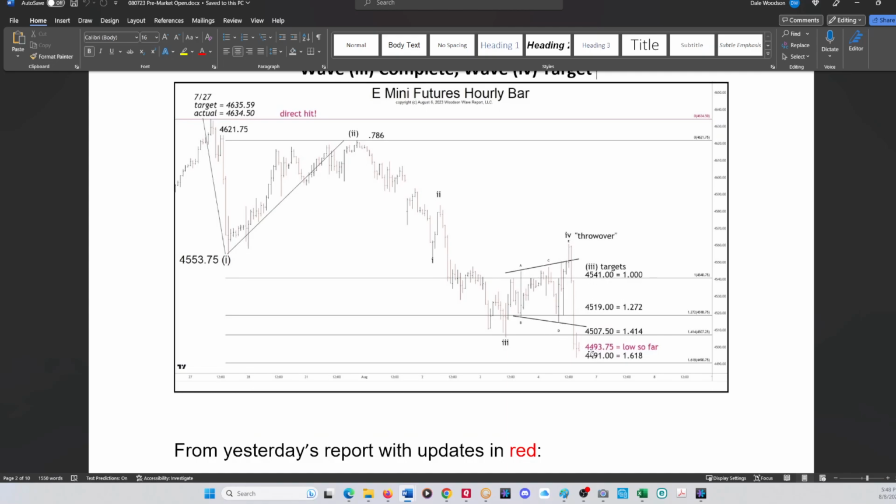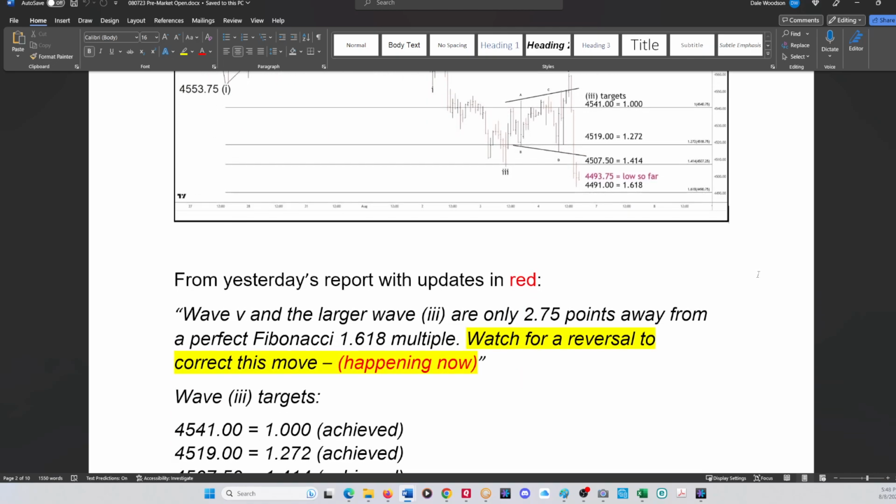Okay, there was wave 3 and it went to 44.93. It almost hit the exact 1.618 retracement. Watch for reversal to correct this move. That's what we had the previous day. This was on the 7th, so this was referring to yesterday, which was the 6th.